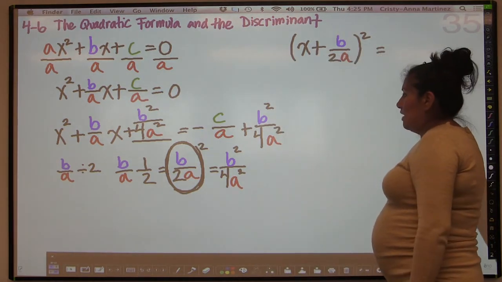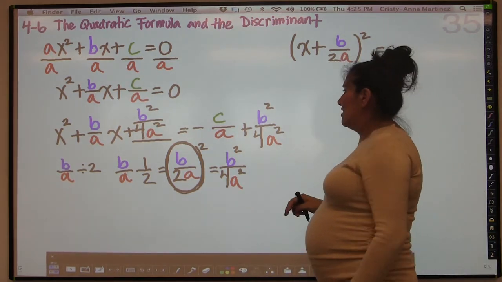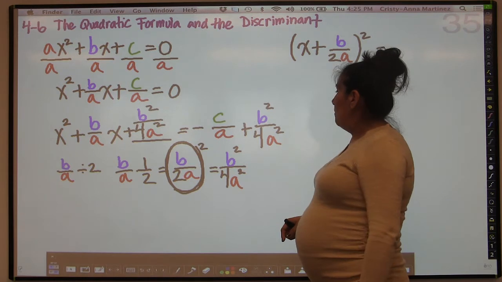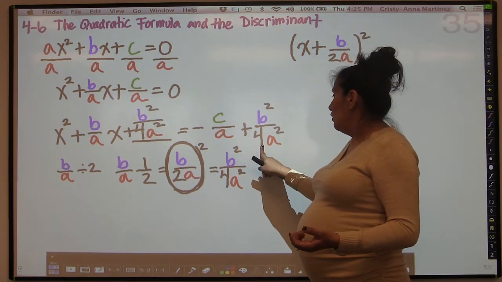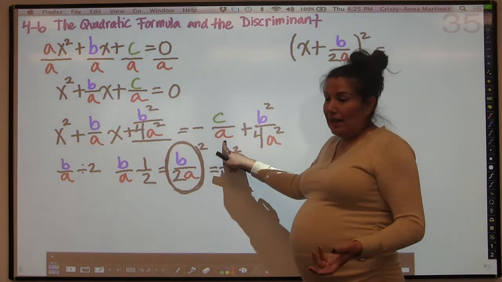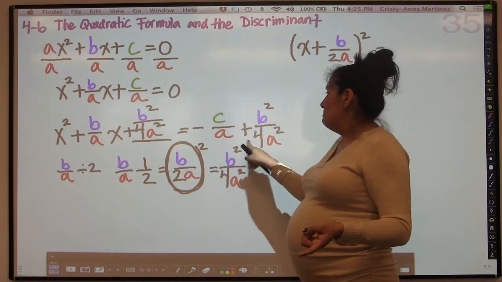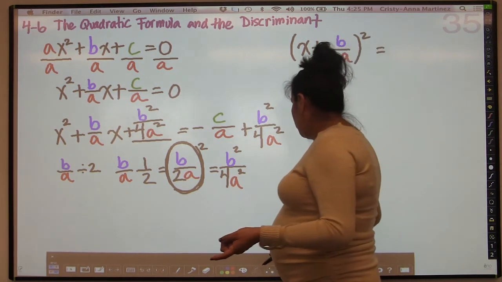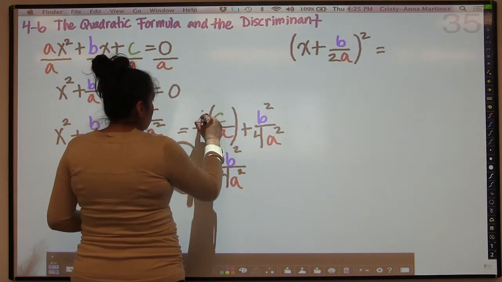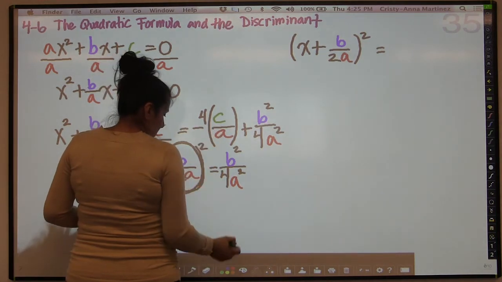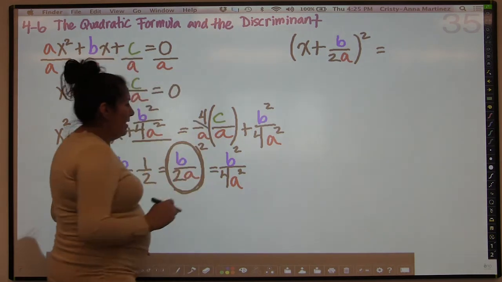Now for the right-hand side, we have to kind of put these two together. Okay, and what you want to do is combine them into one fraction. And when you combine two fractions, when you're adding, you have to have a common denominator. And so this denominator is 4a squared, and this one is only a. So I need to multiply this fraction by a 4 to get the 4, and by an a to get the a squared. So I'm going to do that now. Multiply this guy by 4 divided by a.